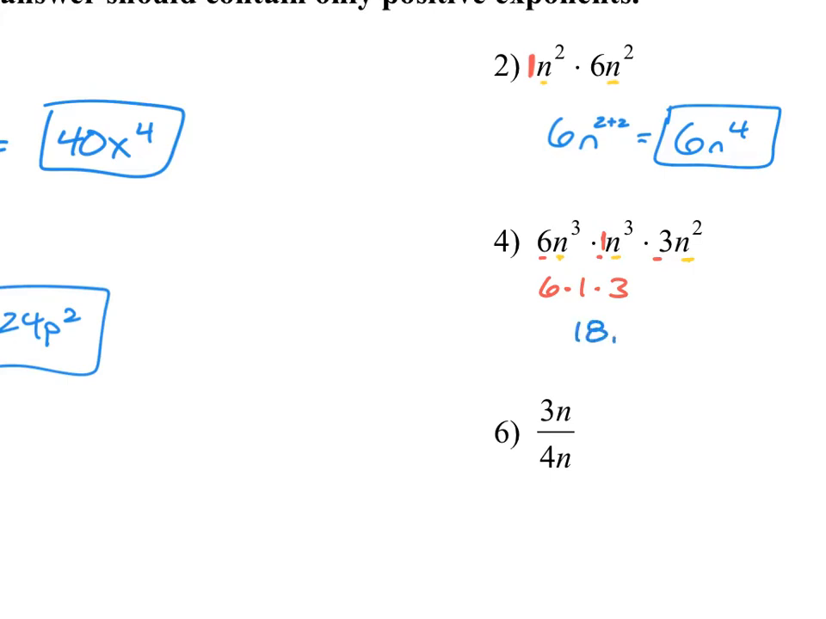Then for your n's, you have to add all your exponents. So you've got a 3 plus a 3 plus a 2. And again, I got those from the exponents that are all with the n. So then to simplify that, you get 18n to the 8th. 3 plus 3 is 6, plus 2 is 8.